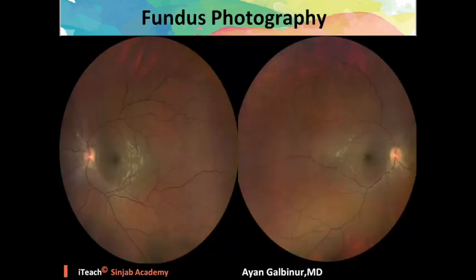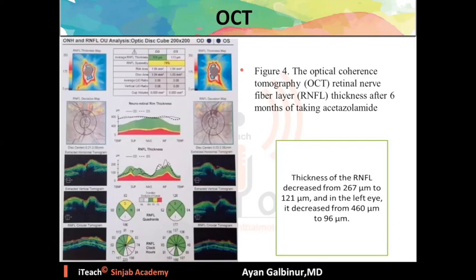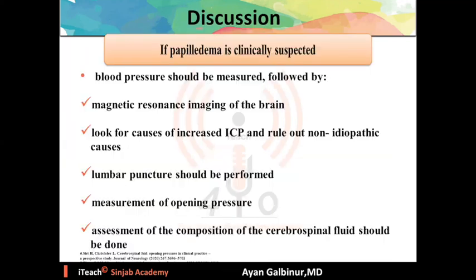On the follow-up of our patient, the fundus of both eyes after 6 months of taking acetazolamide, the amount of edema was normal. And also we can see the decreased thickness of RNFL in both eyes.